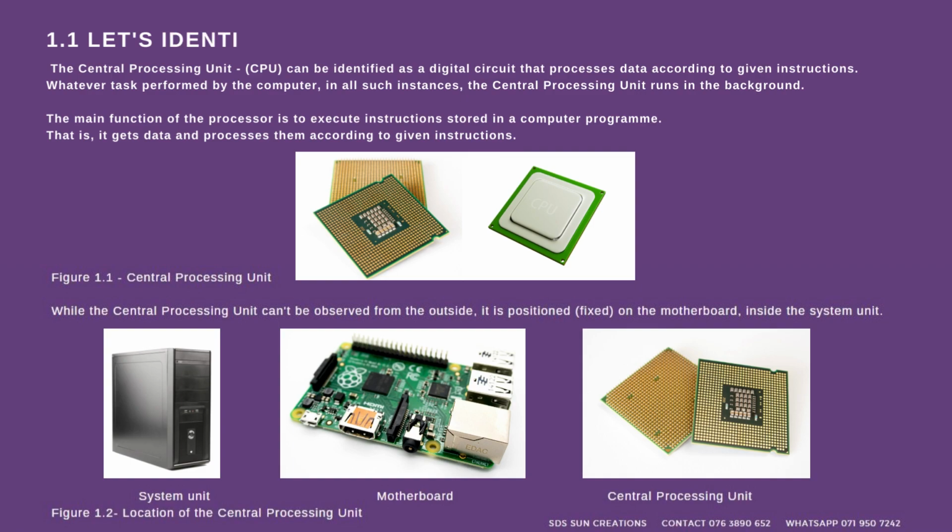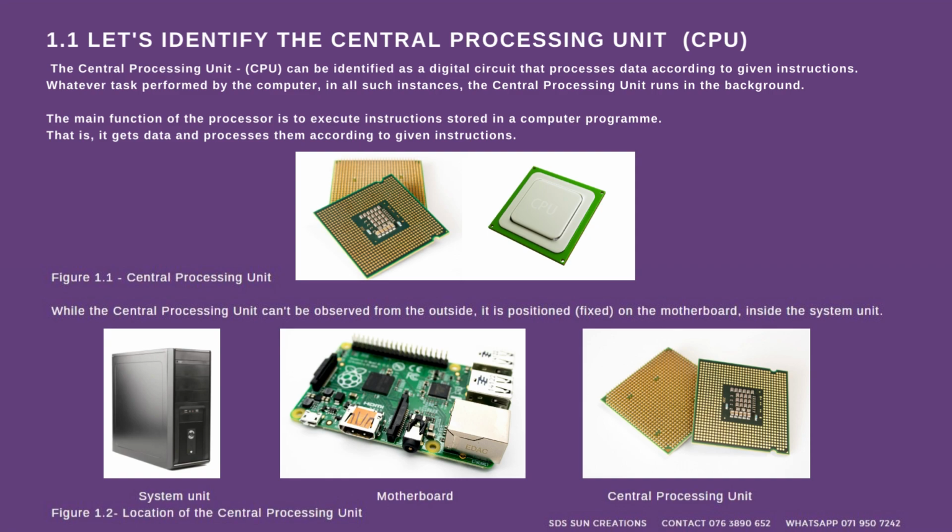Chapter 1.1. Let's identify the central processing unit. The central processing unit (CPU) can be identified as a digital circuit that processes data according to given instructions. Whatever task is performed by the computer, in all such instances, the central processing unit runs in the background. The main function of the processor is to execute instructions stored in a computer program. That is, it gets data and processes them according to given instructions.